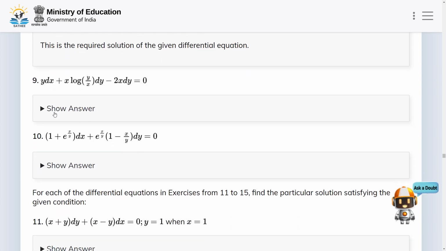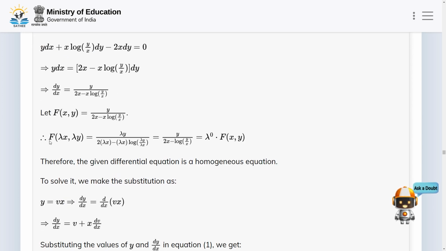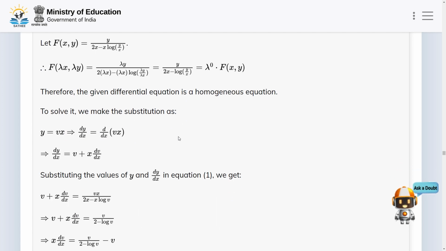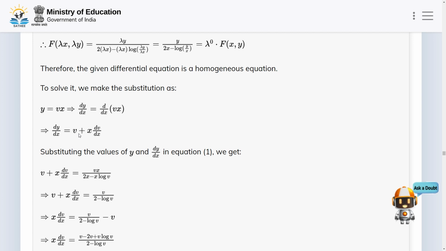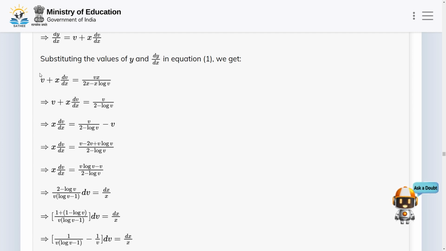Now ninth problem. Your dy by dx will be this. Capital F will be this. Capital F of lambda x, lambda y can be rewritten in this form: lambda power 0 multiplied by capital F of x, y. This means differential homogeneous equation. Make substitution y is equal to vx. This gives you dy by dx is equal to v plus x dv by dx. Making these two substitutions, you will have this as your differential equation in terms of x and y.